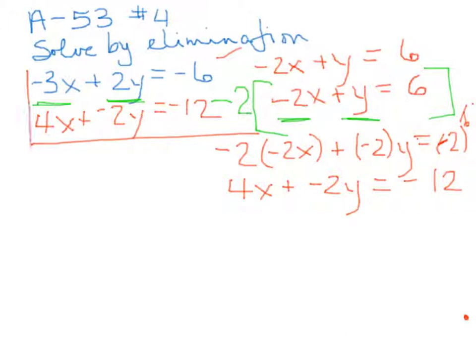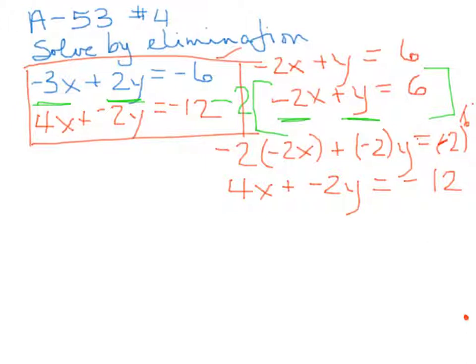Now, this is my system of equations. So let's go ahead and take those two, and I'm going to add them together. Because when I do, I have a positive 2y, and I have a negative 2y. And so those are going to cancel.